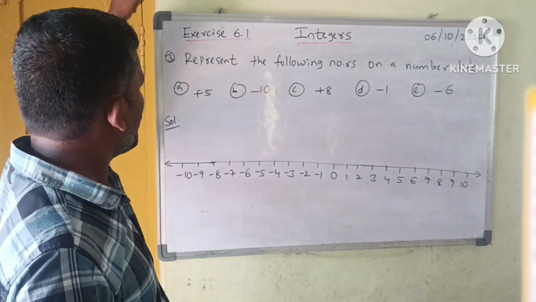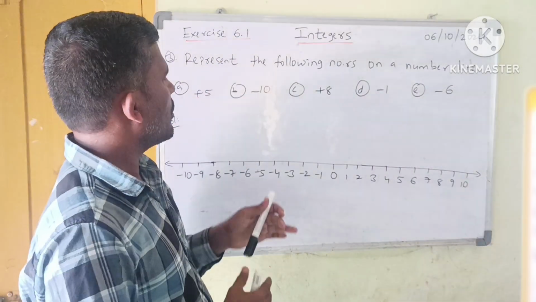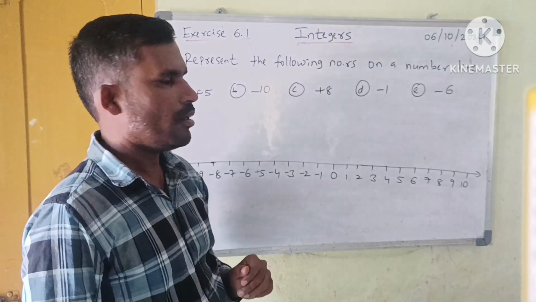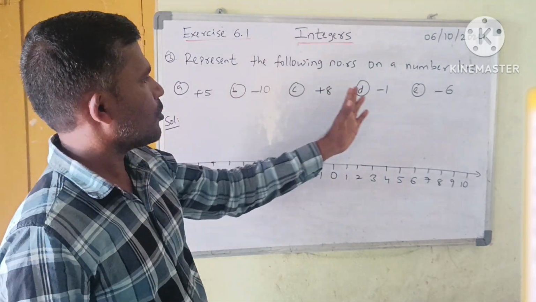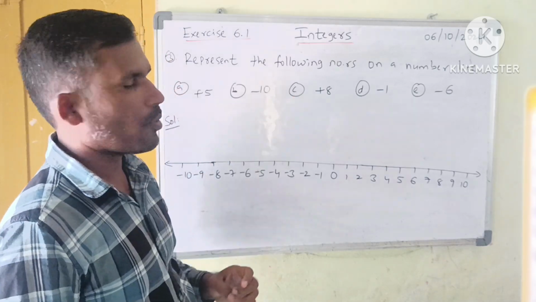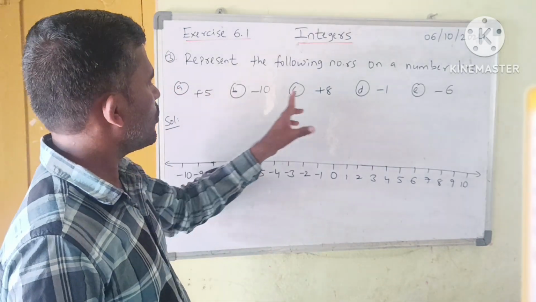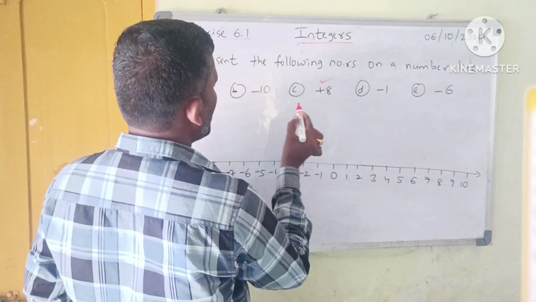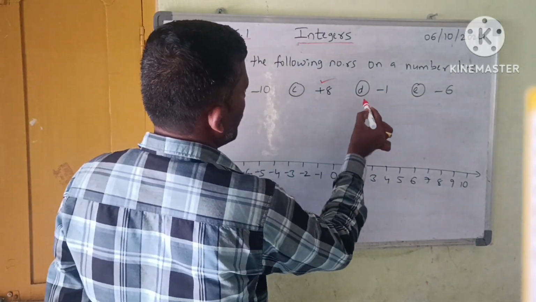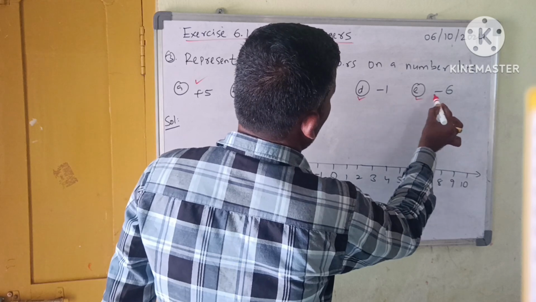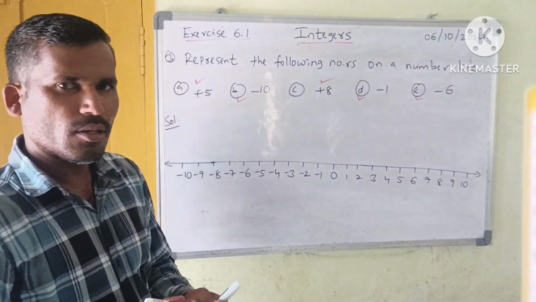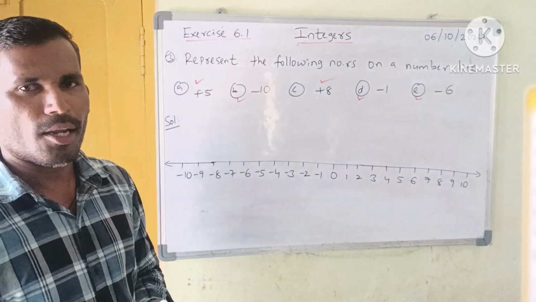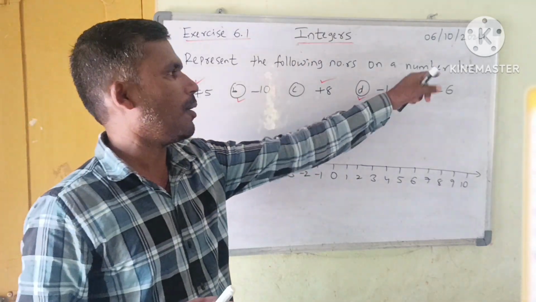The next one, represent the following numbers on a number line. So he has given A to E. There are 5 problems. A and C are positive numbers, that is, positive integers. And B, D, E are negative integers. These numbers we have to represent on the number line. You have to mark them on the number line.